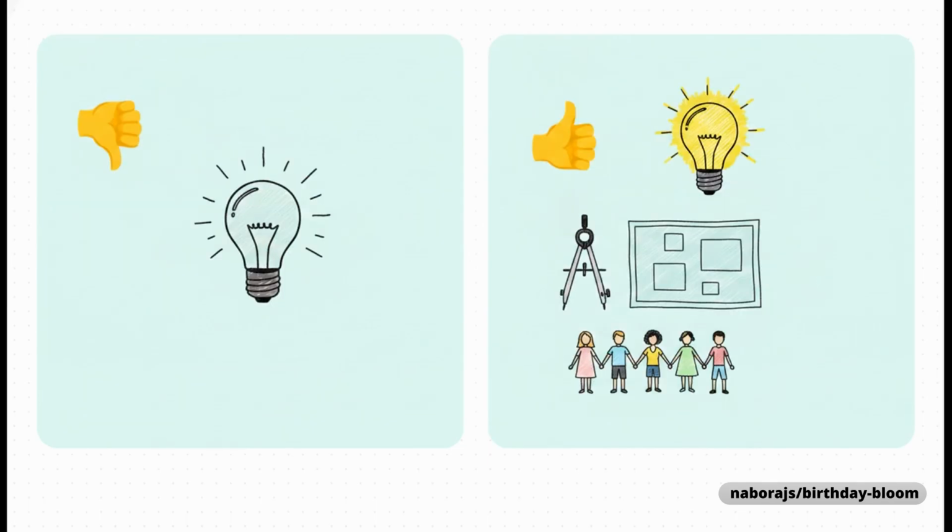That exact same logic applies to suggesting new features. A poor suggestion just demands, add a video maker, kind of like a bad restaurant order.